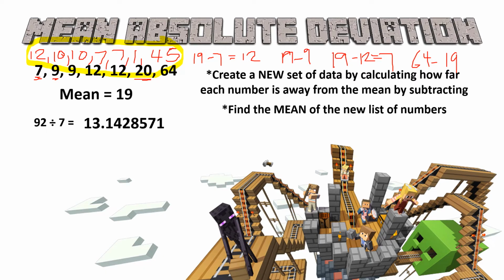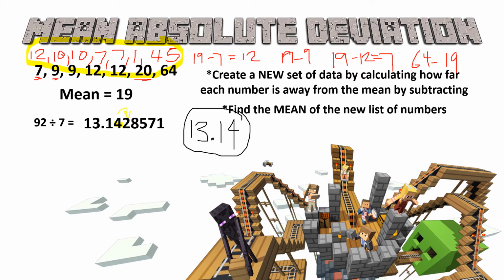But let's say I asked you to round that to the nearest hundredth. So I'm going to look and see this 4 is in the hundredths place. I'm going to look to the number behind it, and that 2 is not big enough to make it round up. So if I rounded this to the nearest hundredth, the mean absolute deviation would be 13.14. And that would be my mean absolute deviation.